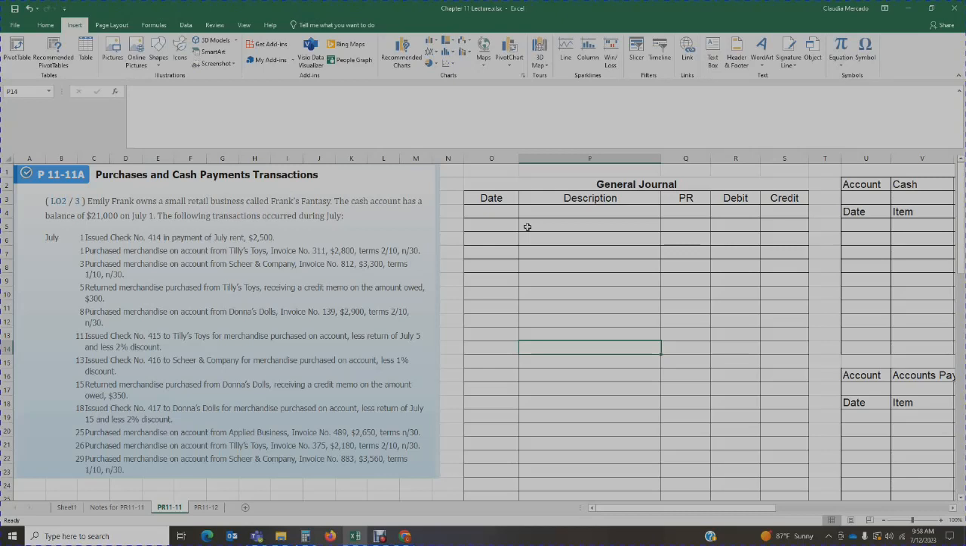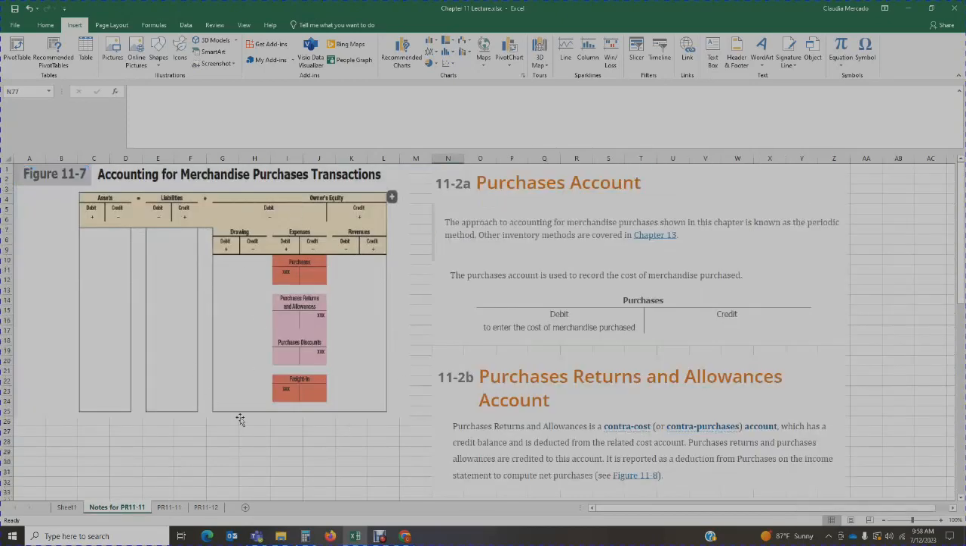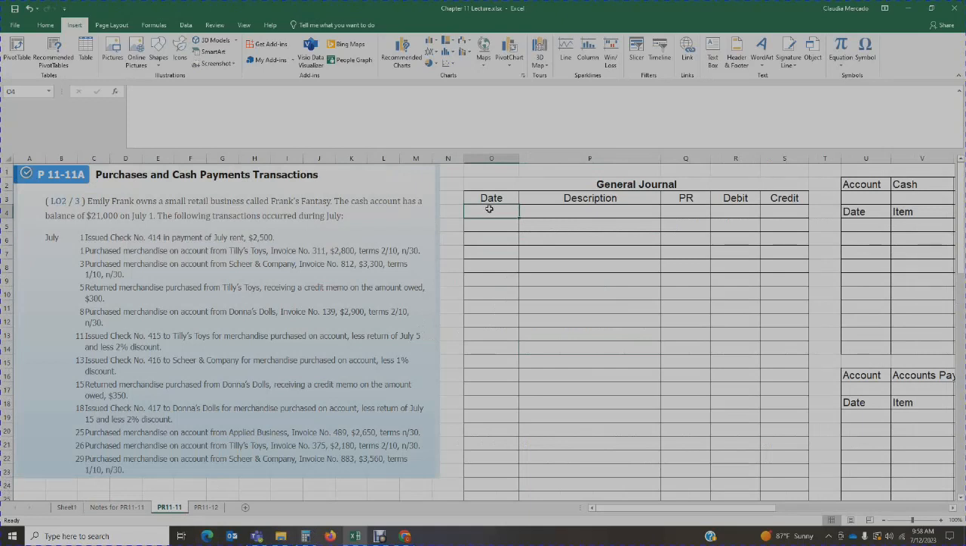Okay, and then we have a whole bunch of transactions, and I'm going to go through these fairly quickly because there are quite a bit of transactions, but the logic is the same. Make sure that when you are recording transactions dealing with purchases, that you refer to this figure 11.7. That way you know whether you need to debit or credit the accounts. Okay, so let's begin with July the 1st.